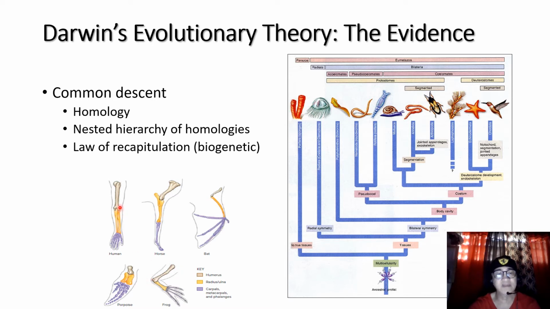In humans, the forelimb is for grasping and manipulating objects. For the horse, it's for locomotion or for strutting. For the bat, it's for flight. For porpoises, it's for swimming. And for the frogs, it's for jumping. So you have different functions, but the same structures. So you have homology here.